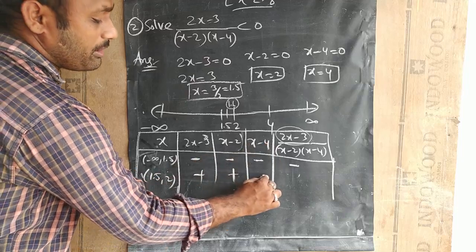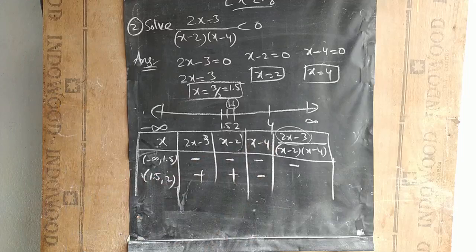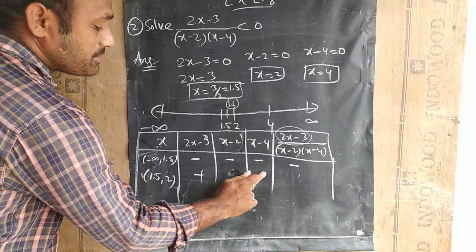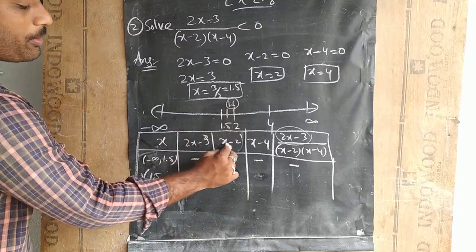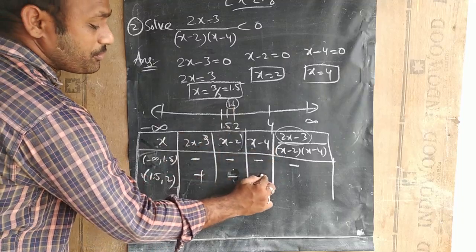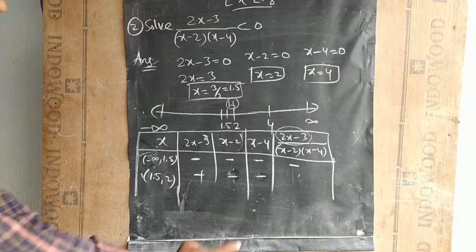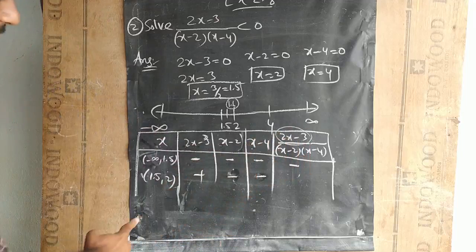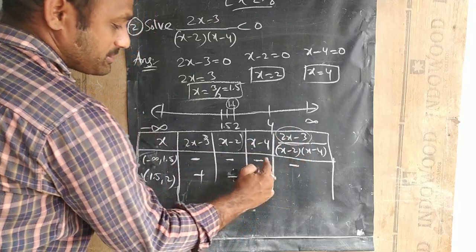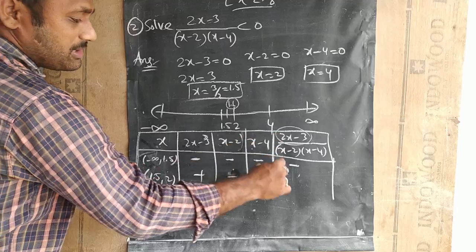3.2 if I remove 4, it will be negative, because 4 is bigger compared to 3.2. Sorry, here I had a mistake. 1.6 minus 2 is a negative number. 1.6 minus 4 is a negative number. Now in the numerator we got a positive, but in the denominator we got minus into minus. Minus into minus will become plus. So plus divided by plus will be plus.